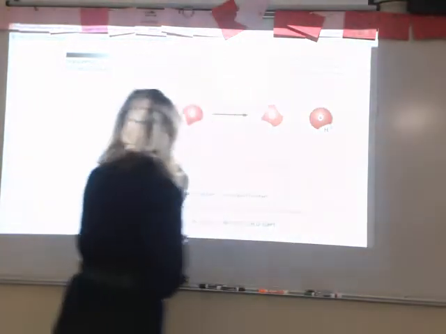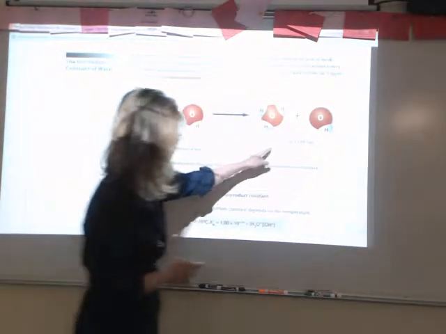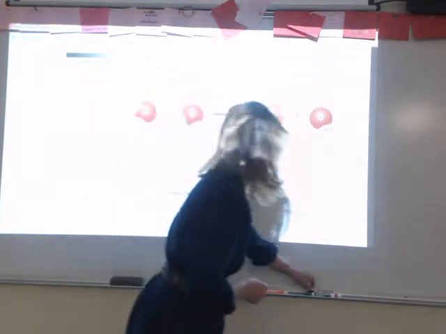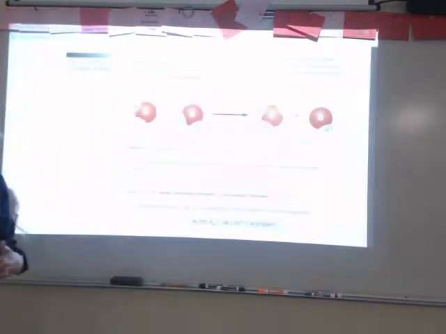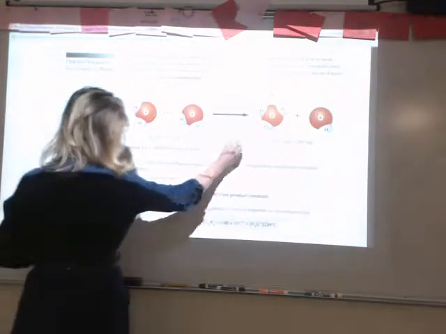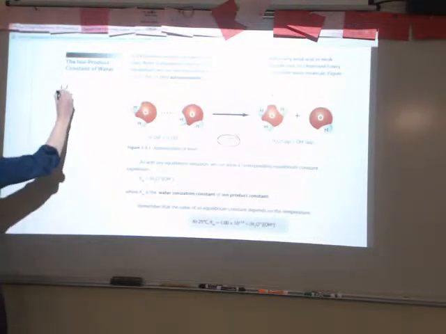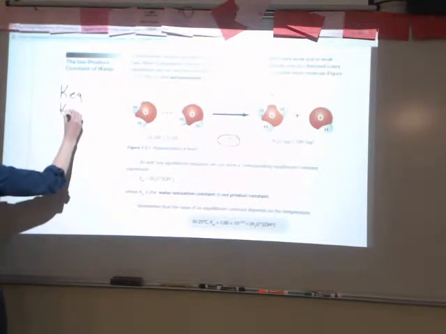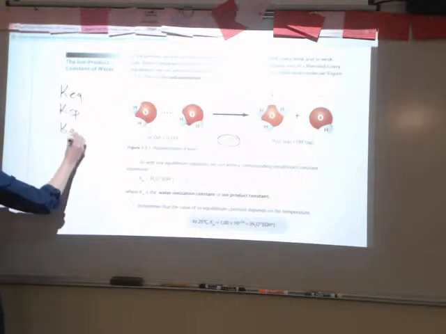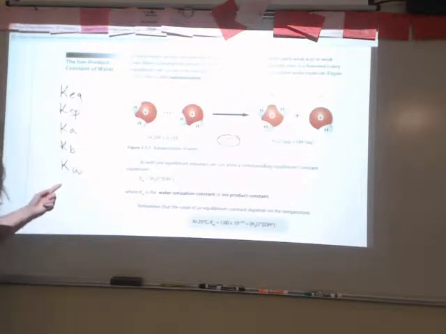So if I have two neighboring water molecules next to each other, one of those water molecules can give away a hydrogen to the other, and you would form a hydronium ion and a hydroxide ion. Now we can get an equilibrium between water molecules, and since we can get an equilibrium, guess what that means? We get another equilibrium constant. Okay, so far we have Keq, Ksp, Ka, Kb, and now I will have Kw.